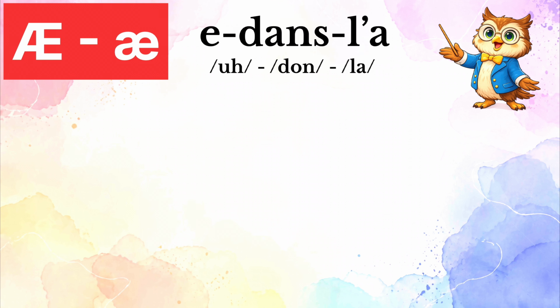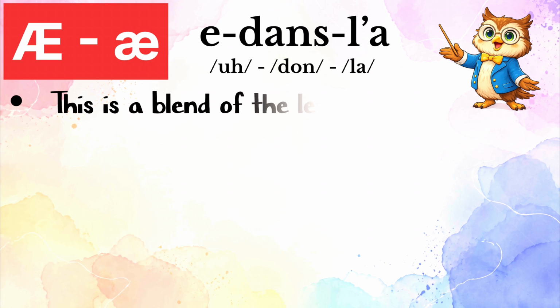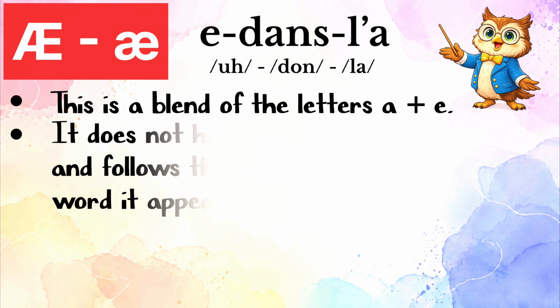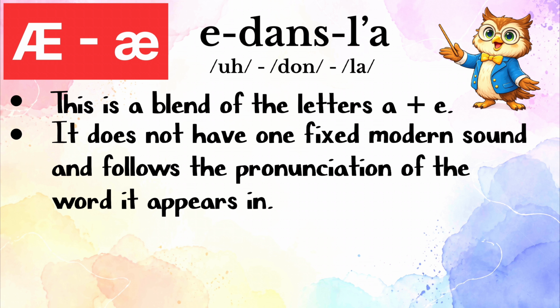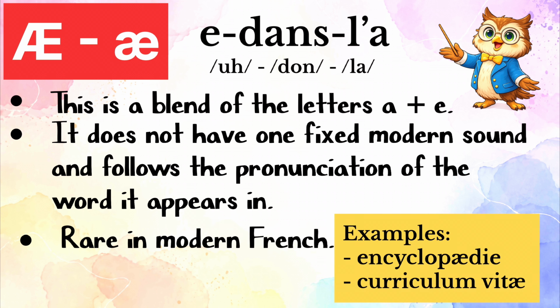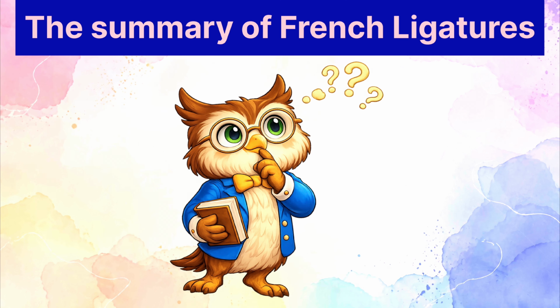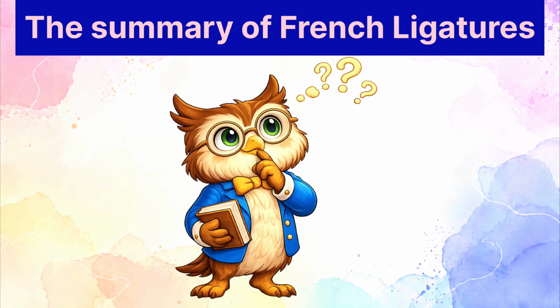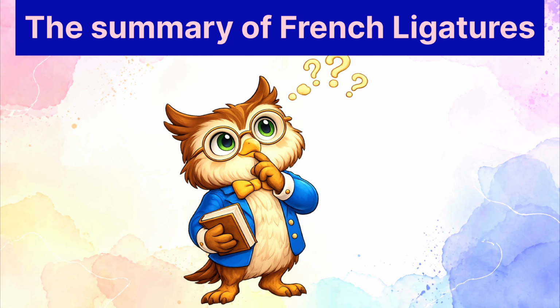The second ligature is E dans l'A. It means E inside the A. This is a blend of the letters A and E. It does not have one fixed modern sound and follows the pronunciation of the word it appears in, and it is rare in modern French. Examples: encyclopédie, curriculum vitæ.